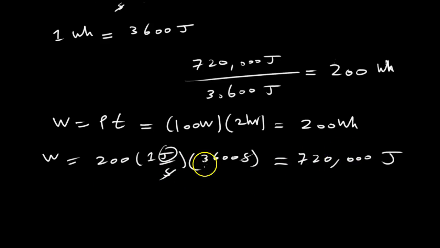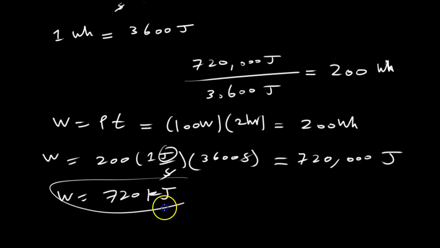Or I can say, for example, 720 kilojoules. But if they ask for watt hours, you could have simply used this equation and put in the number of hours multiplied by the power, and that would be it.